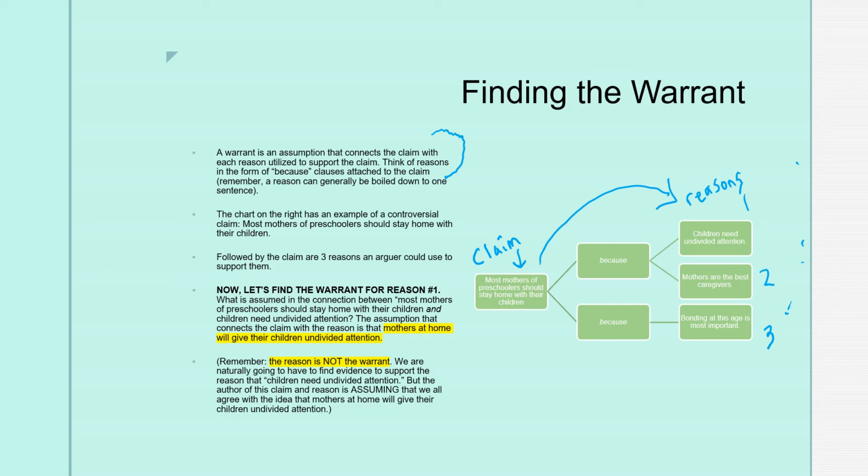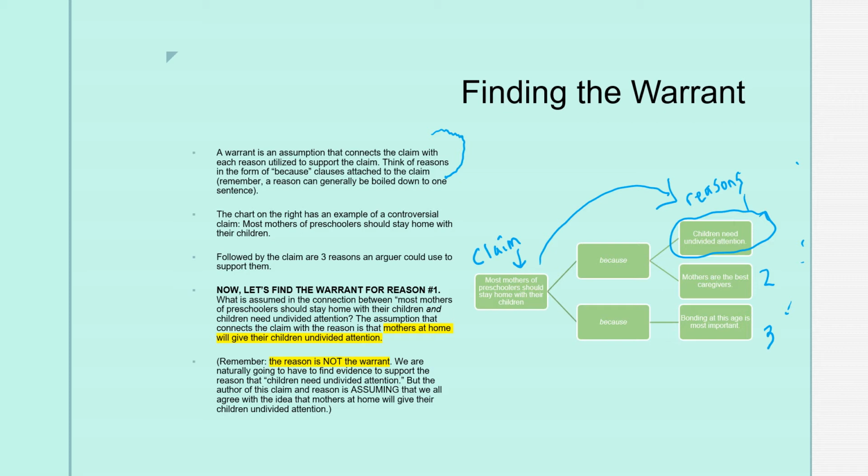One thing to remember, though, is that the reason is not the warrant. We're naturally going to have to find evidence to support the reason. So here's reason 1 again, children need undivided attention. The evidence, remember, facts, statistics, personal history, cultural example, expert testimony, all of that evidence goes back to this reason. Children need undivided attention. So I would have to look up information from experts, and I would have to look up statistics on what happens when preschoolers don't get undivided attention.